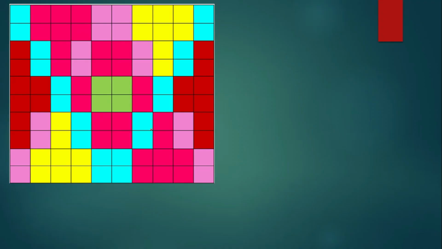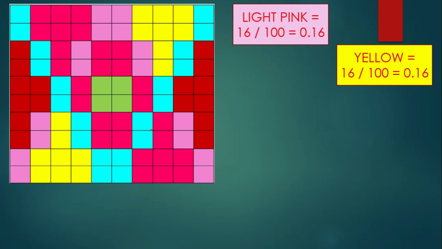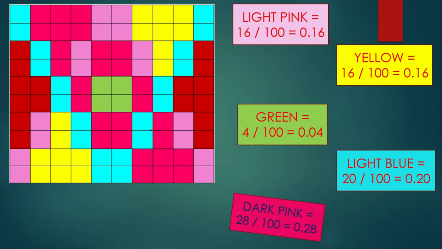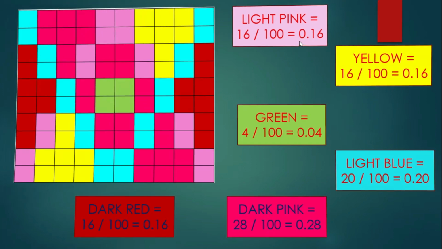Now children, you can see one more pattern on your screen. Here also I have colored all the 100 squares and I have used 6 different colors to color this grid. Right children? And again the same thing we have to do. We have to write down the name of each color used and the number of boxes which are colored in that particular color. You have to write down its fraction and the decimal representation. Now moving on to the next one.